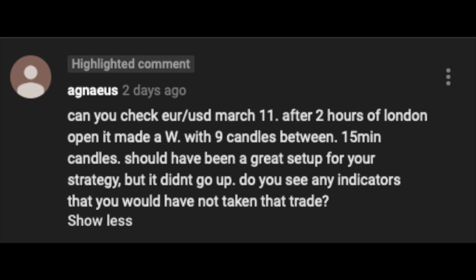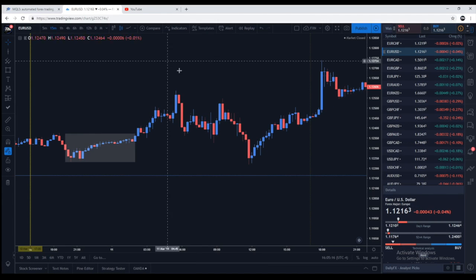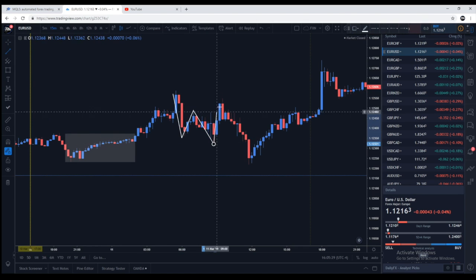All right, guys, so the first question comes. It said, can you check on EURUSD March 11th? After 2 hours of London Open, it made a W with 9 candles between. 15-minute candles should have been a great setup for your strategy, but it did not go up. So do you see any indicators that would have made you not take the trade? All right, so let's see what he's talking about here, guys. So this right here is March 11th, and I'm going to assume that he is talking about potentially a W here, like this. Okay, so why did this not go up?